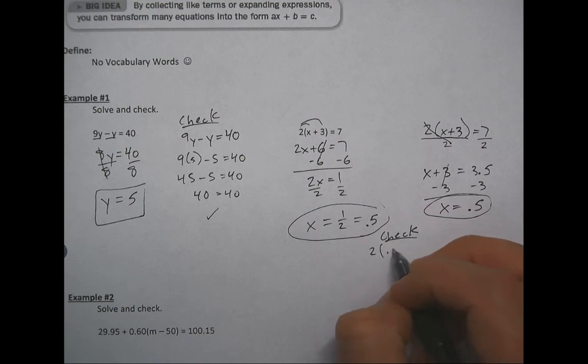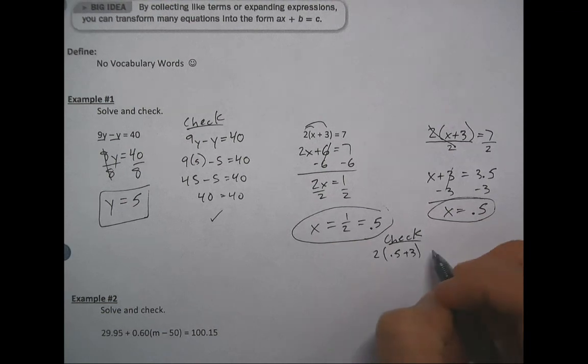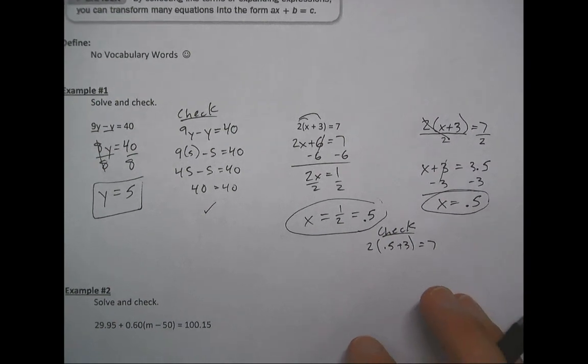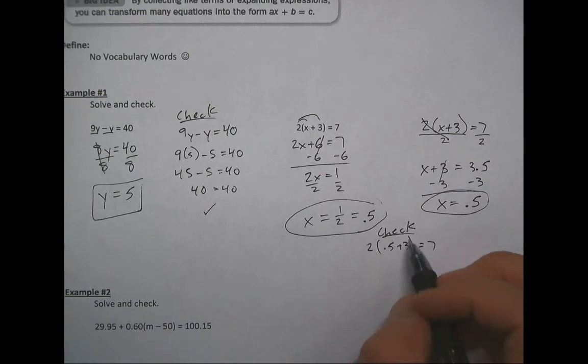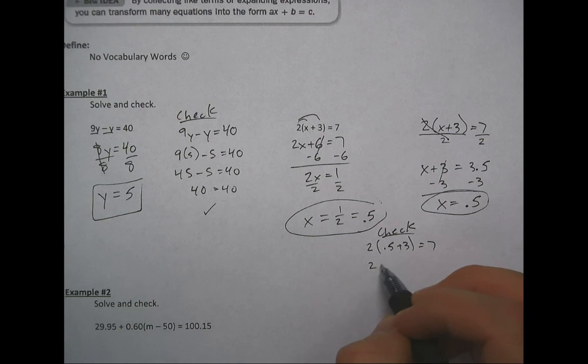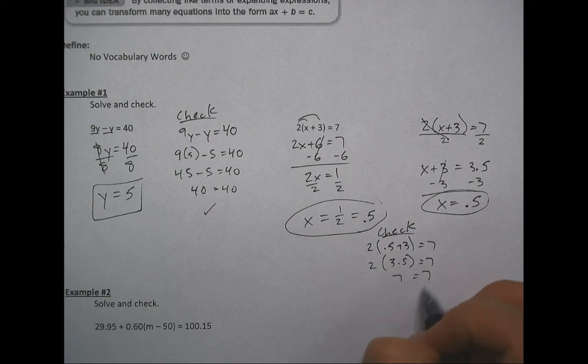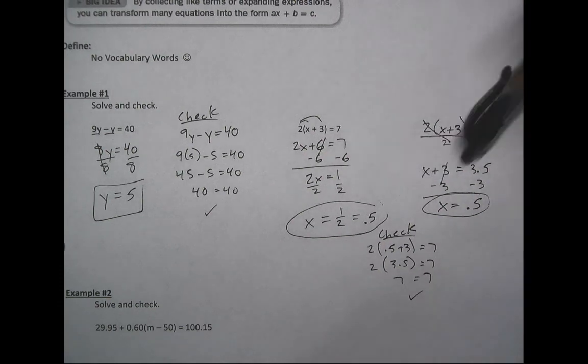2 times 0.5 plus 3 equals 7. You got to follow your order of operations in a check. So technically you're allowed to distribute, but you might as well just combine inside your parentheses. So that's going to be 3.5. And if you do 2 times 3.5, you get 7. All right, so two different ways to attack that type of problem.